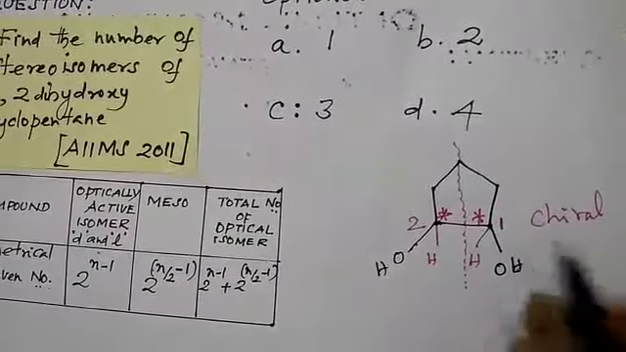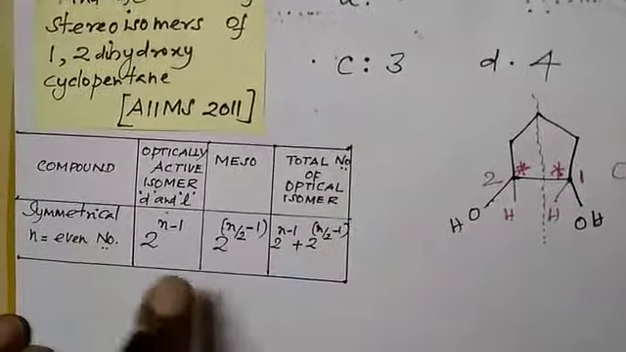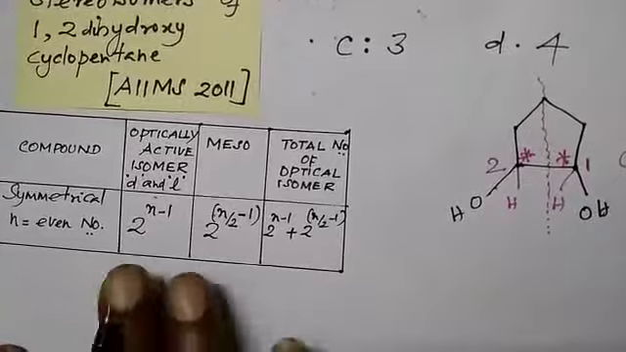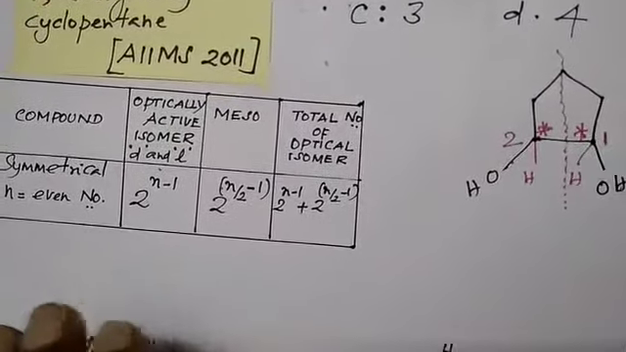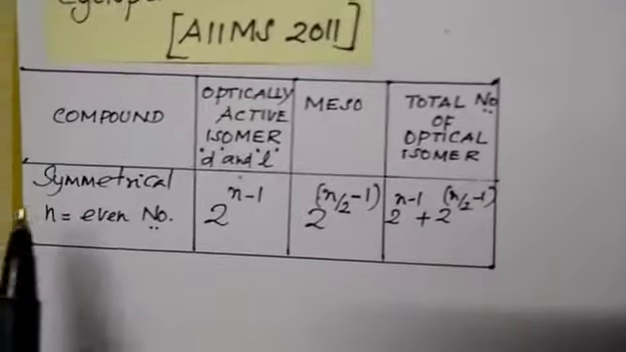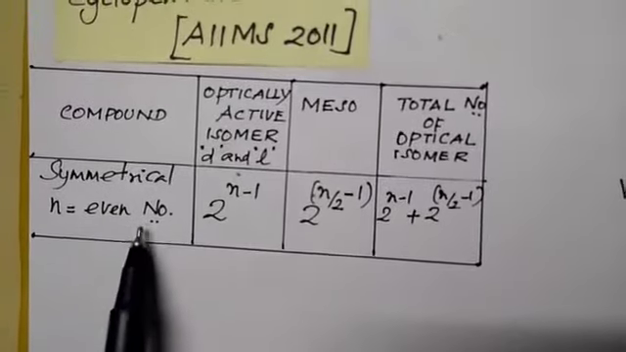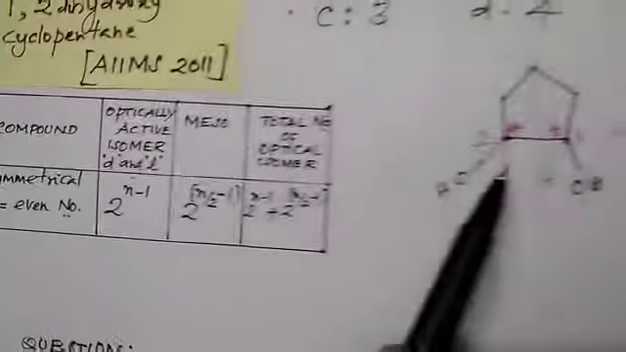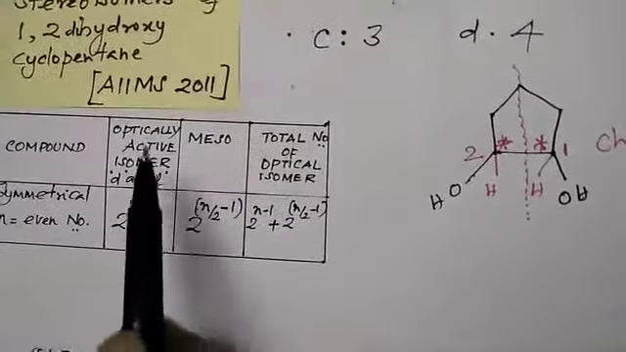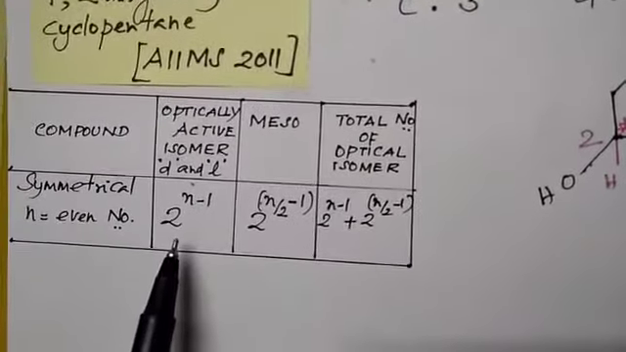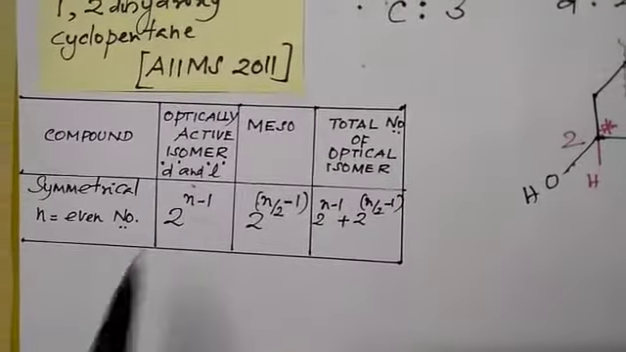Okay, now what are the two conditions you have to keep in mind? This tabulation of the formula is written exclusively for you. Please copy it down and keep it in your important notes. Now let us see the formula. The condition is symmetrical and n is an even number, which is applicable for this question. Symmetrical, and the number of chiral carbons is 2. So what is the optically active isomer count? That means D and L, for which the formula is 2 to the power of n minus 1.